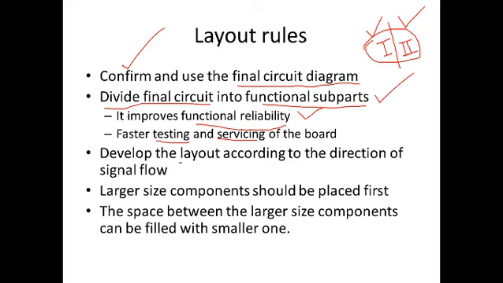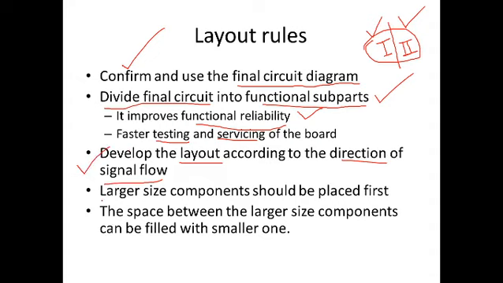Third, develop the layout according to the direction of the signal flow. So normally don't mix the circuits. That is, first part of the circuit, then second part, and then third. Instead of third, it is the fourth part, and then it is followed by the third part. No, don't do that. Develop the layout according to the direction of the signal flow only. First the filter, then amplifier, then comparator, and then the final stage. According to that only you put the layout. Don't mix the things. Okay, that is the third rule for the layout.